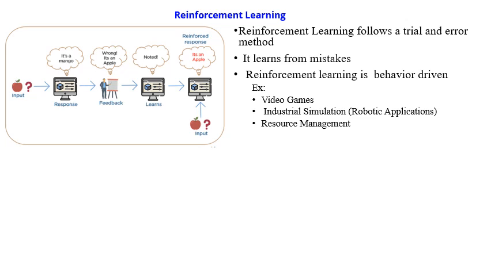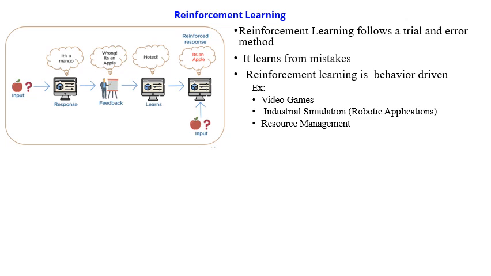The third one is reinforcement learning. It follows the trial and error method. It learns from the mistakes. It's behavior driven actually. For example, video games, industrial simulation which uses some robotics, and resource management are all examples of reinforcement learning.